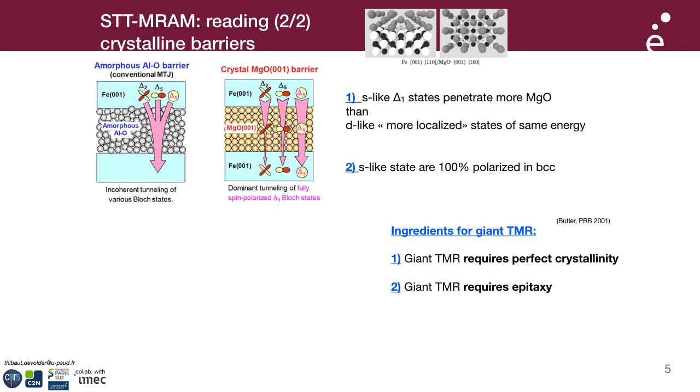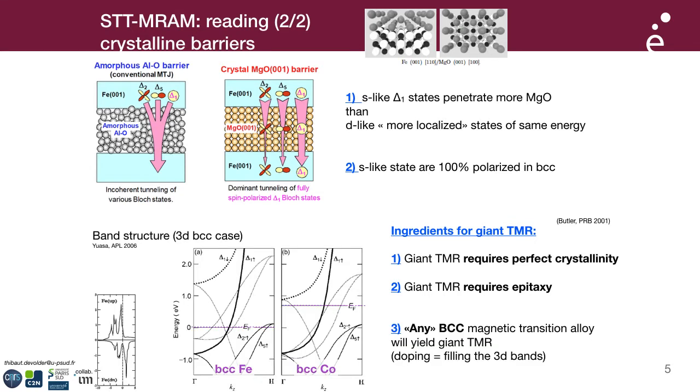By contrast, if you use delta 2 electrons, so constructed from essentially d states, then the orbitals are much more localized, and so it's much more difficult to have overlap of wave functions between the two ferromagnetic electrodes, so that the tunneling current is low. Okay. But the good thing about the iron MgO iron system is that if you look at their spin-resolved dispersion relation, you see that in fact at the Fermi level, the delta 1 states, so these states that tunnel easily, they are fully spin polarized.